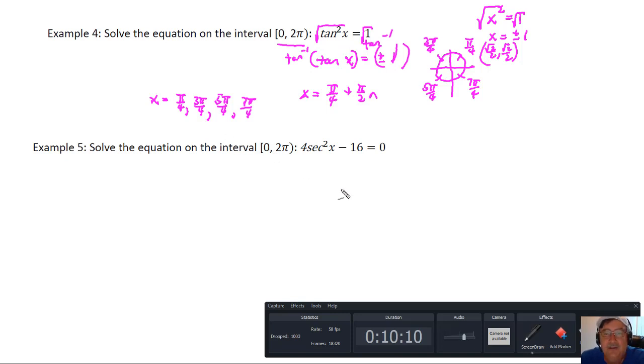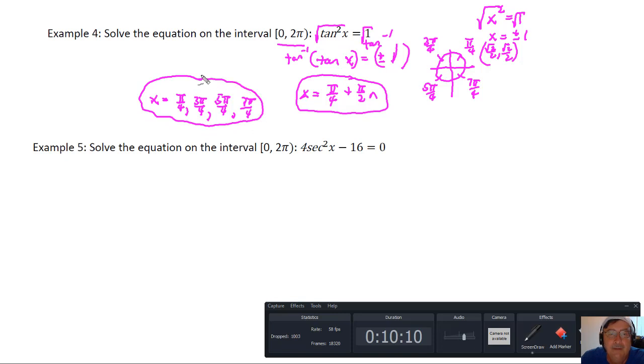All right, example five. Let's look at this one. You haven't done anything with a secant in it yet, a secant squared. And look at this, I want the answers from 0 to 2 pi, although we will write it in both formats like we did up here: all solutions and the ones from 0 to 2 pi. Whenever you have a trigonometric equation, you want to get that trigonometric function, in this case the secant square, by itself. So we're going to add 16 to both sides and then divide both sides by 4. Now, how does that help me? Secant square x equals 4.